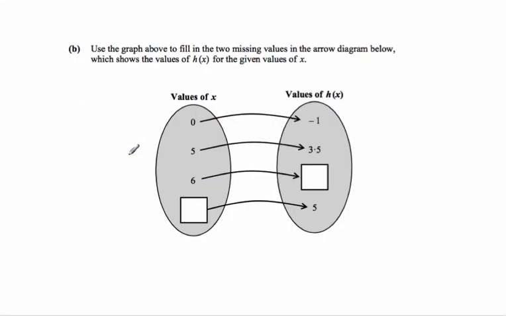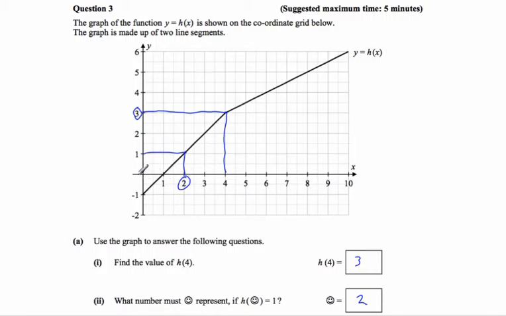Part B of the same question asks us to use the graph above to fill in the two missing values in the arrow diagram below, which shows the values of h of x for the given values of x. So these are our x values, and these are our h of x values, or indeed our y values. H of x is y, so these are just our y values. So 0 on the x-axis gives us minus 1 on the y-axis. So let's just check that. 0 on the x-axis, if we go down to our graph, it's here, it's minus 1 on the y-axis.